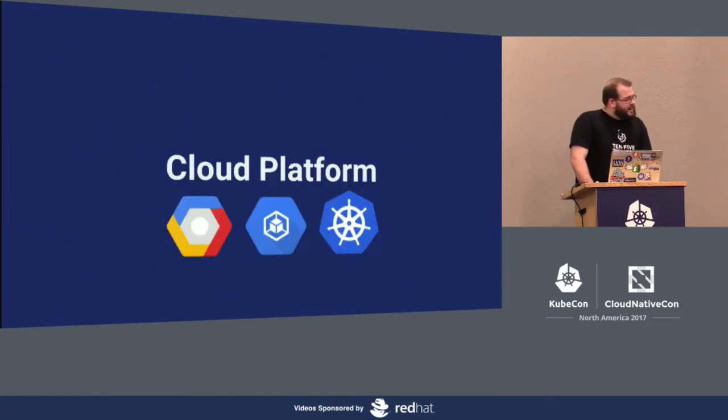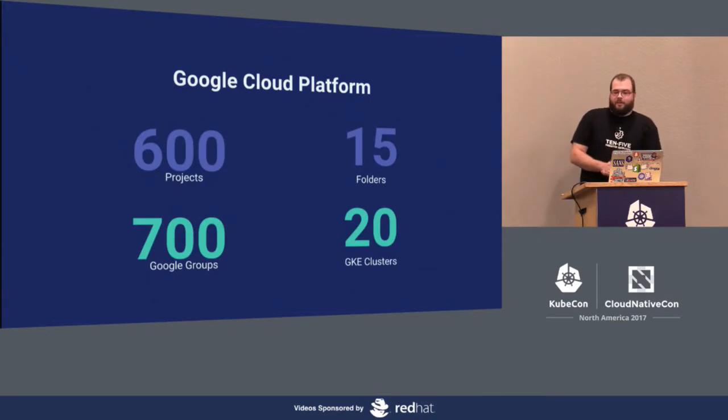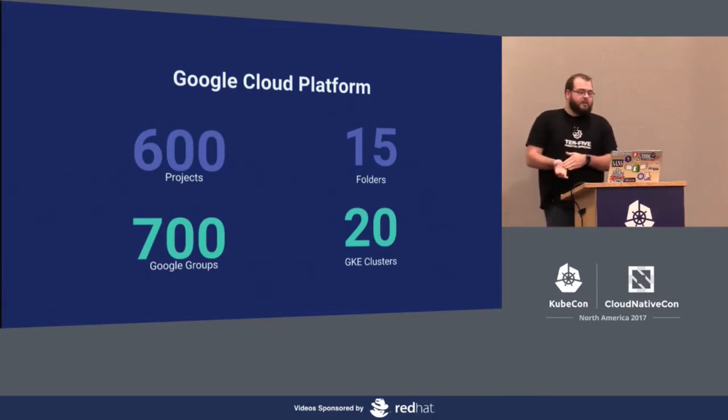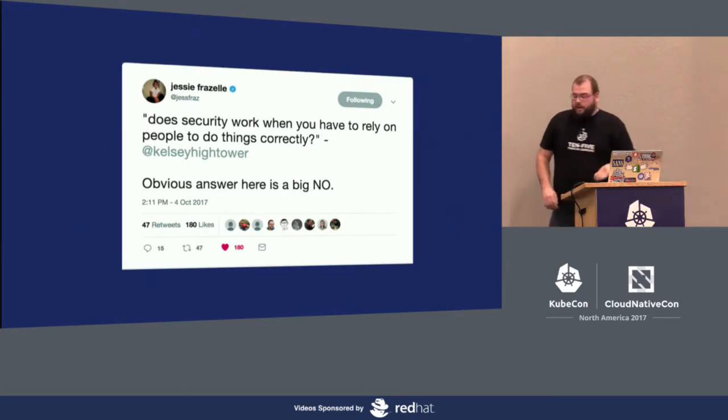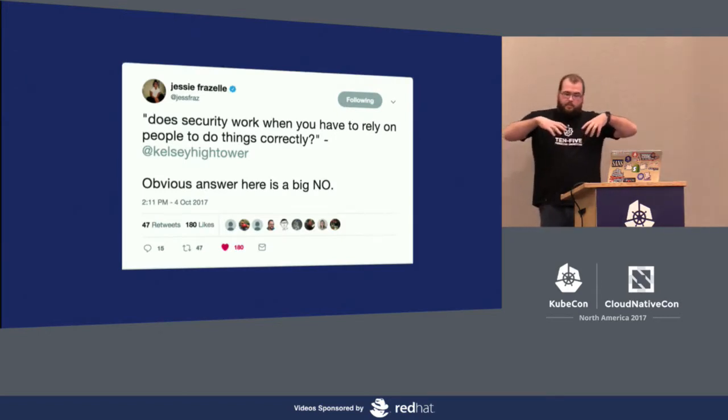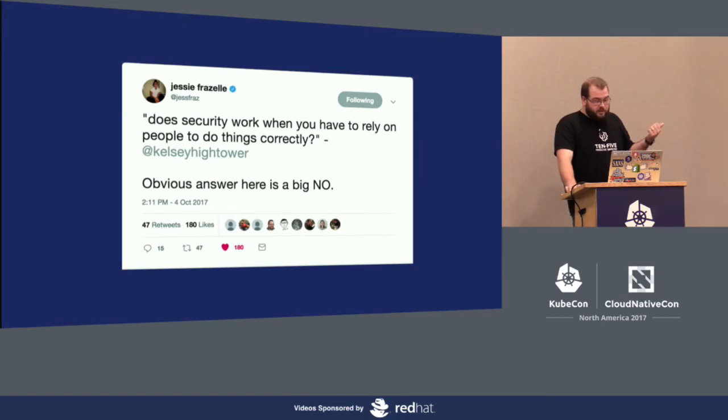So I'd like to introduce our cloud platform. Our cloud platform is running on GKE. As I said, we have about 600 projects in Google Cloud Platform today, maintained by 15 folders, 700 Google Groups, and 20 GKE clusters. So this isn't the running-one-service-per-cluster idea. We have a number of clusters in a number of production projects which serve a lot of traffic. So that's some numbers for you. With that many clusters and this many resources that we have to control, does security work when you have to rely on people to do things correctly?